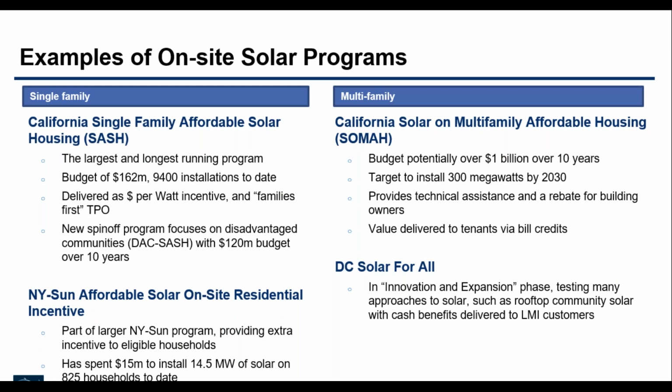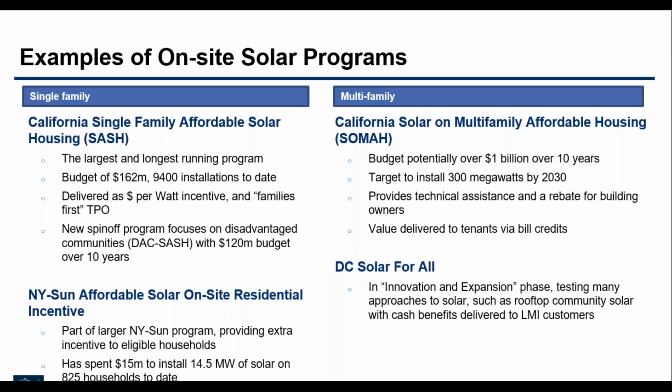The SOMAH, California Solar on Multifamily Affordable Housing, is the program that extends the previous MASH program, and it's really just starting up. The budget is $100 million a year, funded through the cap and trade program. So the revenues are not always certain, but it has the potential to be $1 billion over the next 10 years. And the goal is to put 300 megawatts on multifamily housing and to convey the financial benefits to the tenants through a bill credit.